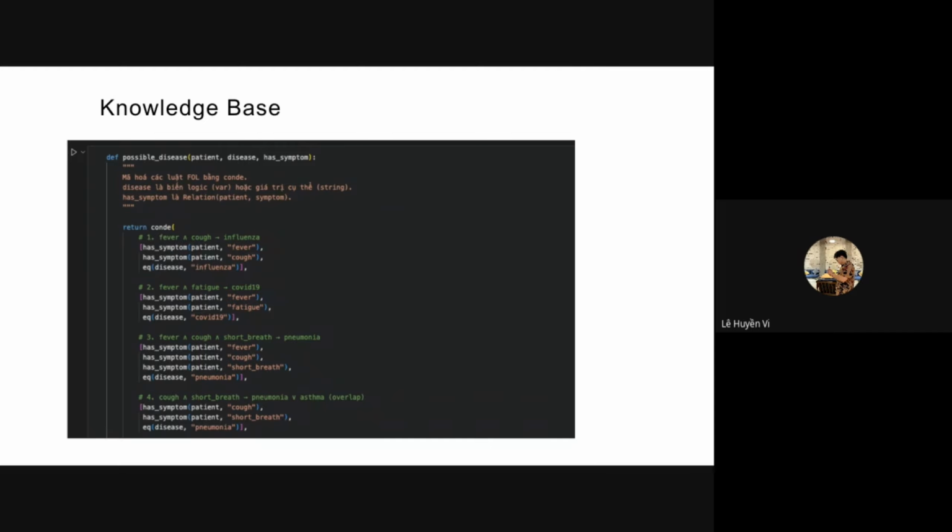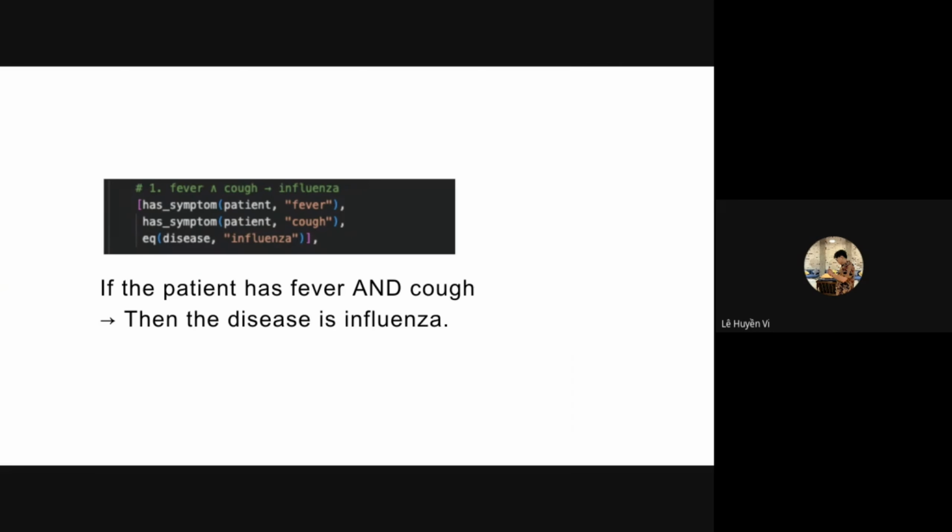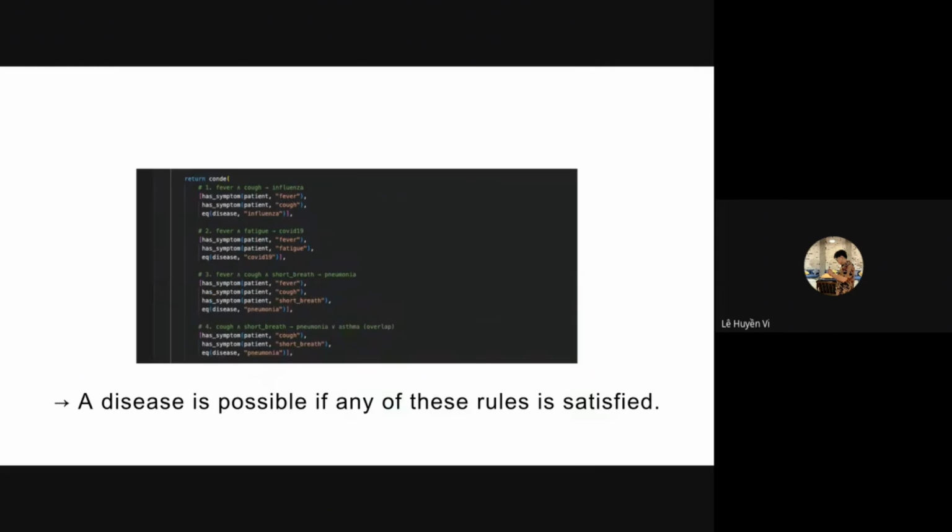Now we get into the heart of this project. The knowledge base is a list of medical rules written in first-order logic style and implemented using Kanren. So a rule like this means if the patient has fever and a cough, then the disease is influenza. And inside the code, we have a whole list of rules. And this means a disease is possible if any of these rules is satisfied.